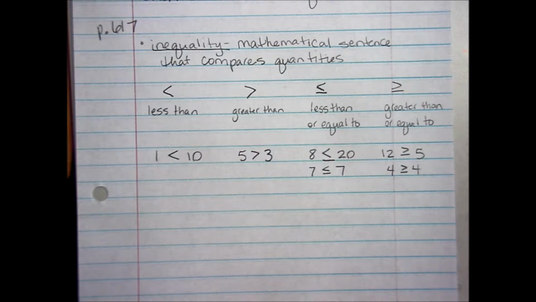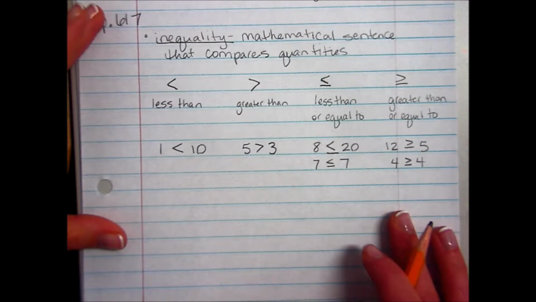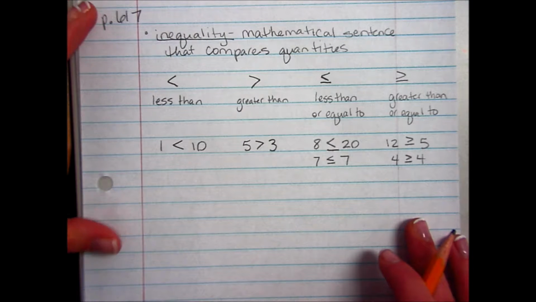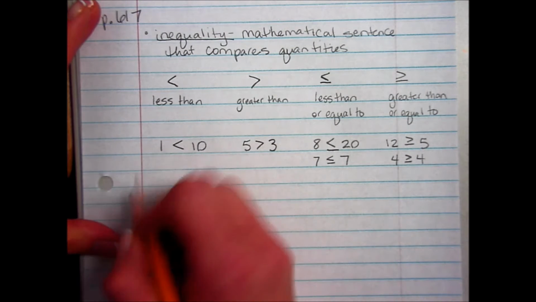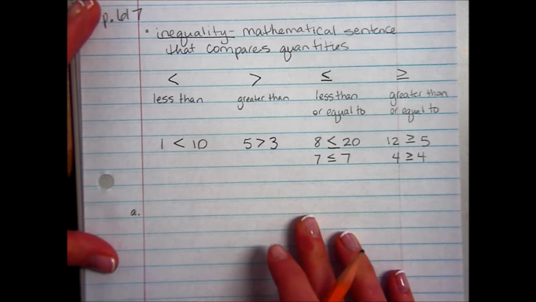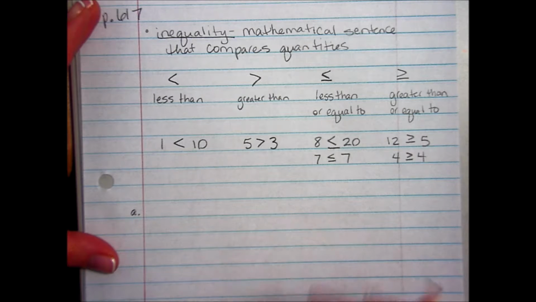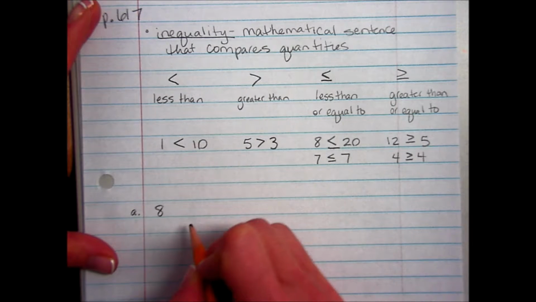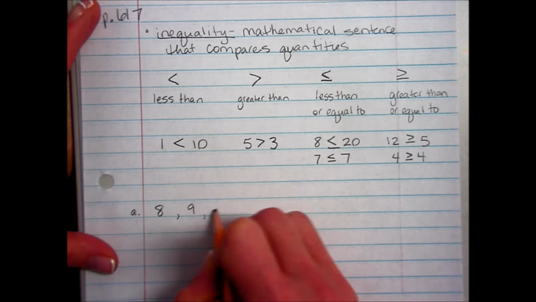So for example 1, you're going to be given 3 choices, and you'll have to decide which of the 3 numbers would be a solution to the inequality. So let's start by working problem A together, and then I'll give you a different practice one to try on your own, because example 1's actually worked out for you in the book. So A gives us 3 numbers, 8, 9, or 10.